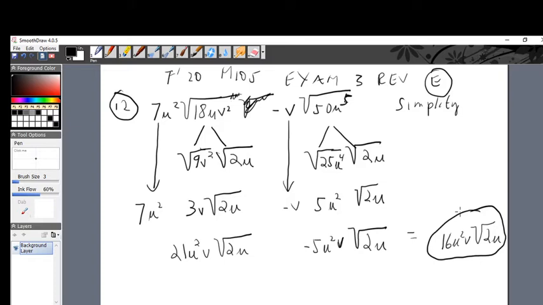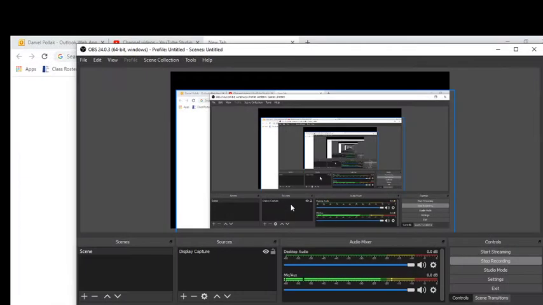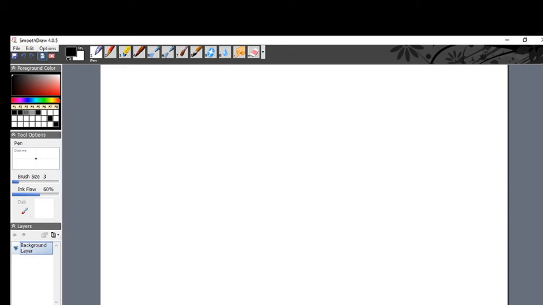Okay, now instead of wasting time trying to check to see if I've got enough paper, I know I need some paper for my next problem. Let's just go to a new piece of paper and start the next problem. Okay, here we go. New piece of paper. What is it? It's 13.